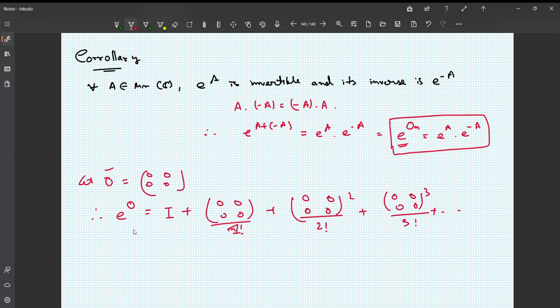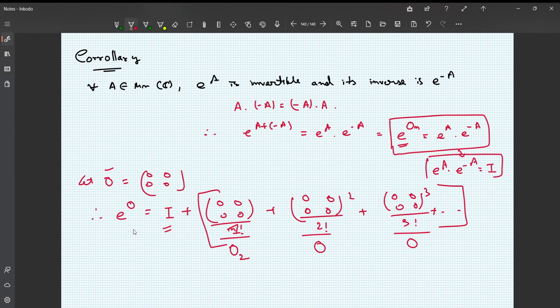Are you getting my point? This is a 0 matrix. This is also a 0 matrix. This is also a 0 matrix. So all these parts are 0 matrices, and this comes out to be the identity matrix. So e to the power 0 is the identity matrix. So this implies e to the power A times e to the power minus A is equal to the identity matrix.